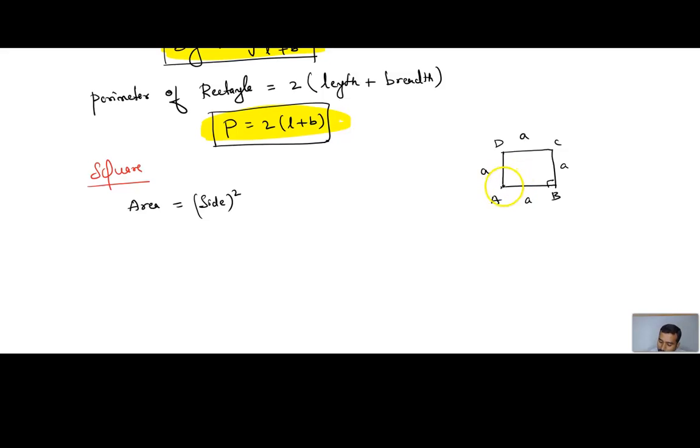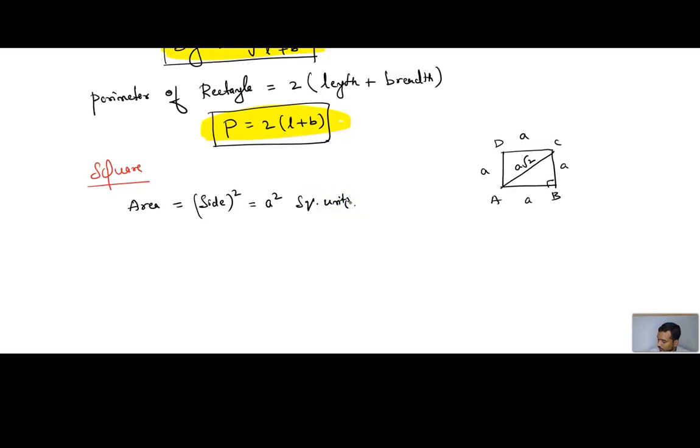And A and C is called the diagonal. So diagonal is A root 2. A root 2. Remember this formula. So here if you have taken the side as A, then we can write directly A square. To find the area of a square, the formula is A square. That is side square, square units.